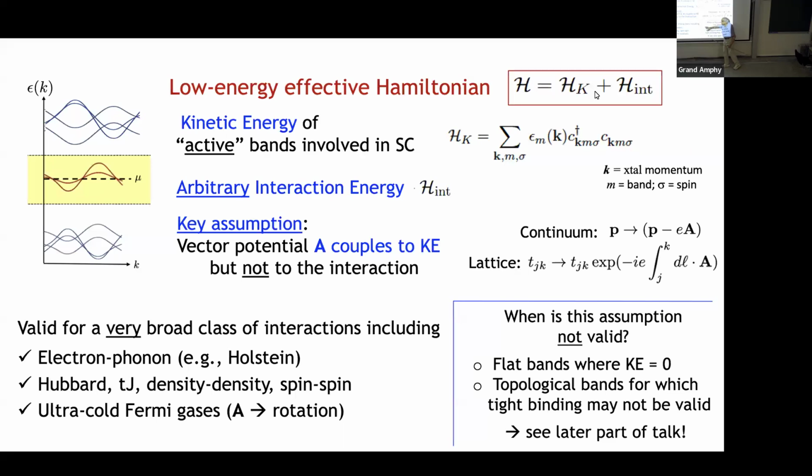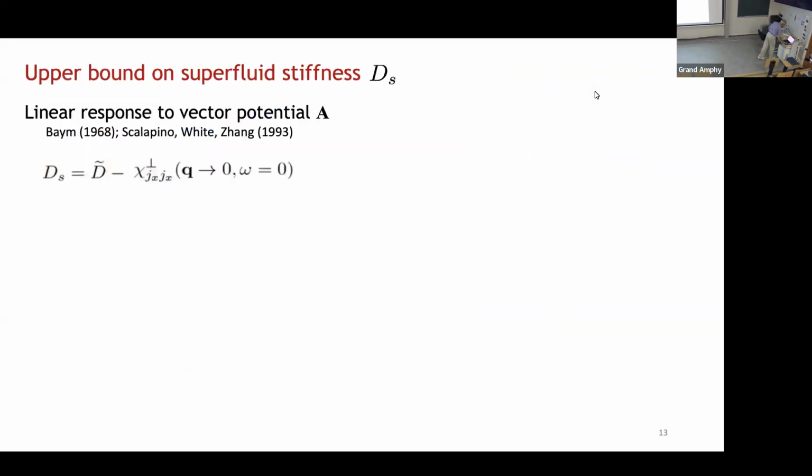Right now, please forget this, and let's just say that the vector potential couples only to the kinetic energy and not to the interaction. Very good. Now, there's a standard way of calculating the stiffness, and the classic reference is Kohn, 1968. A more accessible reference is Scalapino, White, and Zhang in the 1990s. You do a Kubo formula to calculate the transverse current-current correlation function. If you are not familiar with this technique, you don't need to know about it, because I'll explain the content in a very simple way.